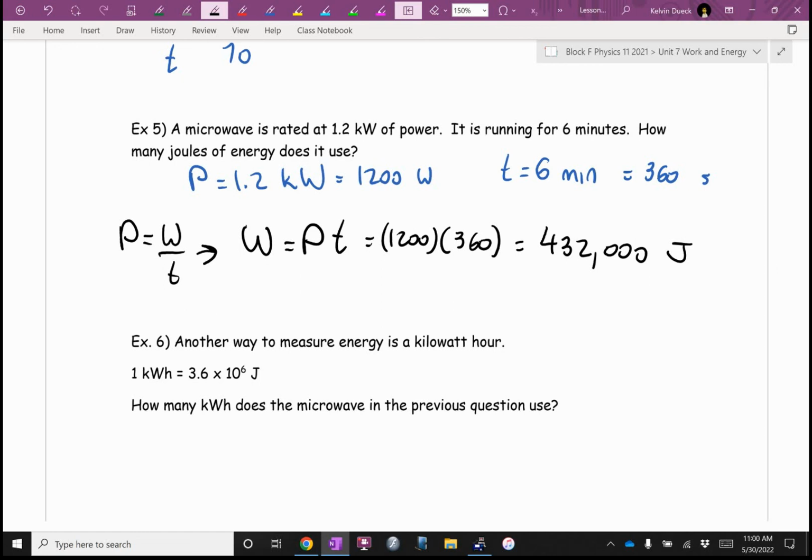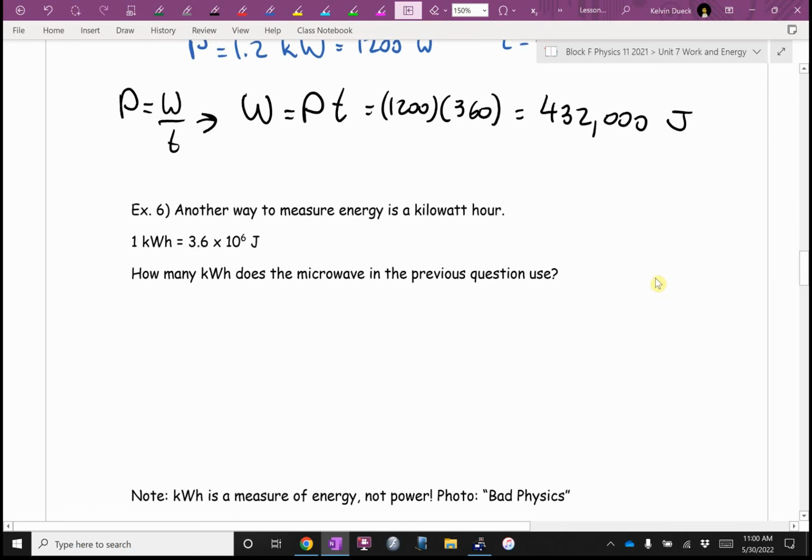I think I talked about kilowatt hours during the work lesson. 1 kilowatt hour is 3.6 times 10 to the 6th joules. How many kilowatt hours does this use? I guess I'm going to do a unit conversion. Write down what they gave me. See, a typical household uses several 100 million joules of energy per month. And parents, to receive a bill that had several 100 million on it, they would be terrified. And also, those numbers are too big to wrap your brain around.